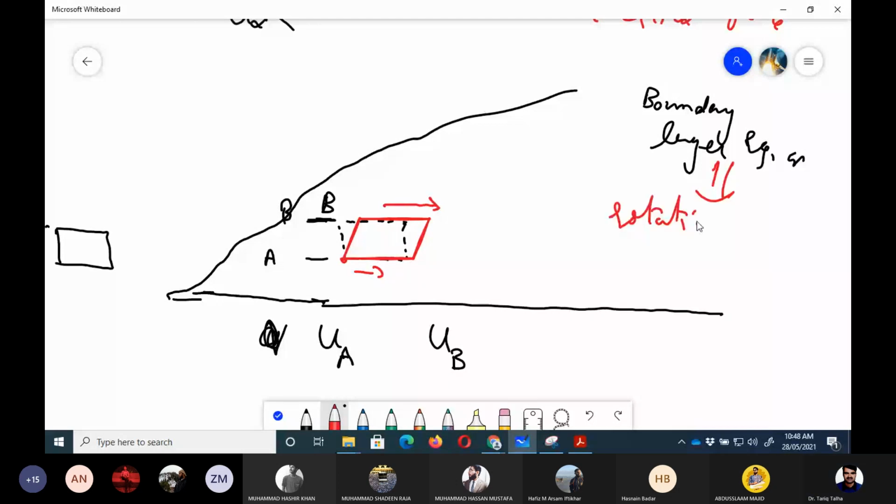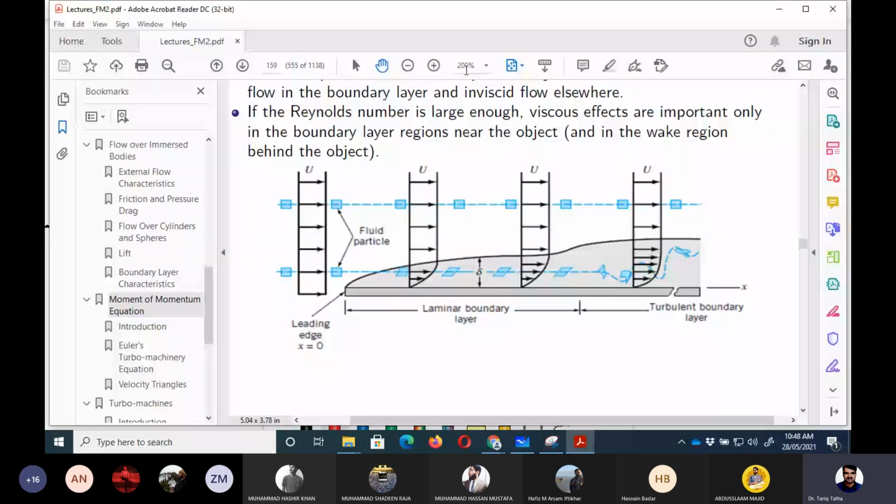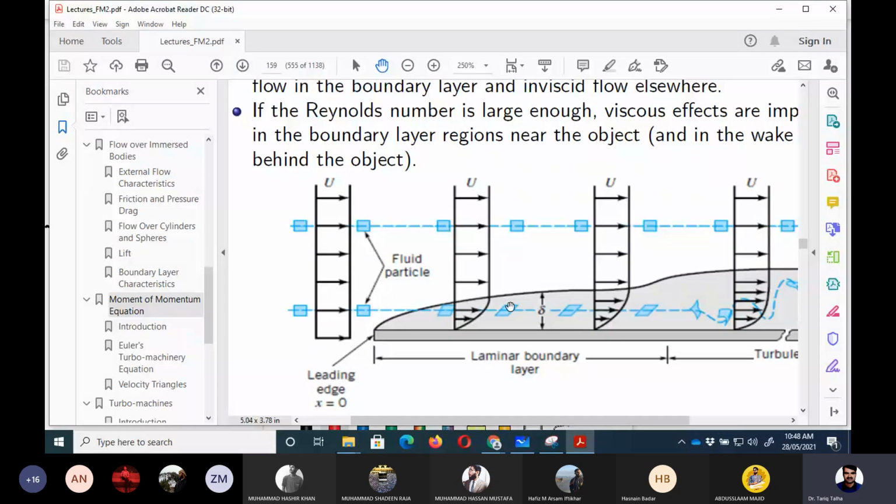Rotational flow means that the fluid element has been deformed, right? That is what is shown here. You can see the elements inside this boundary layer are tilted in the forward direction. Okay, so here we have a laminar boundary layer.